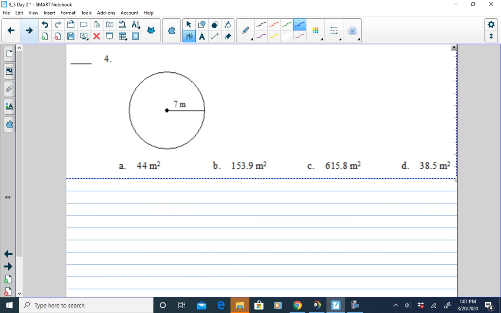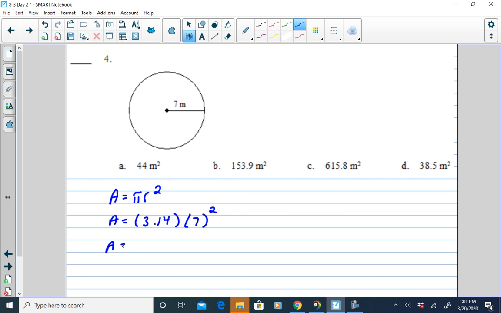Alright, question 4, right? Another straightforward problem, even easier because we're given the radius this time. So area is going to be equal to pi times the radius squared. So area is going to be equal to 3.14. Now my radius is 7, and we're going to square that. So area is going to be equal to 3.14 times 7 squared, which is 49, because that's 7 times 7. So my area is going to be equal to 3.14 times 49.